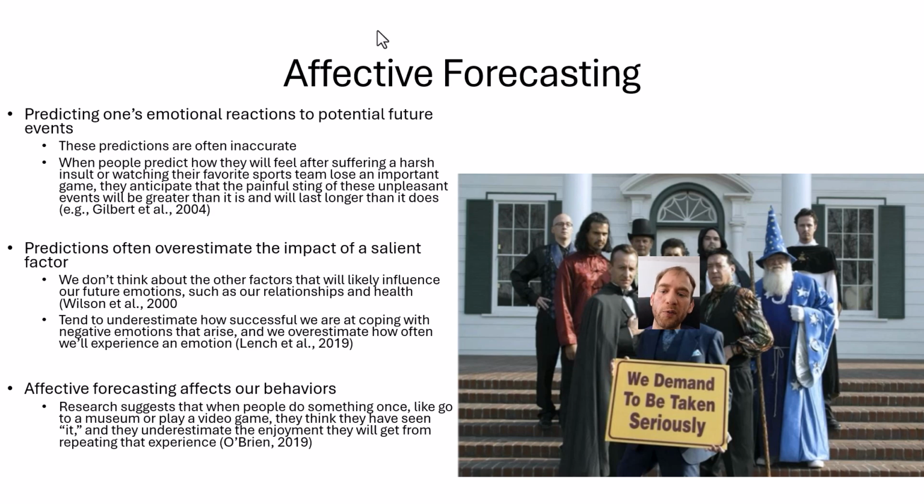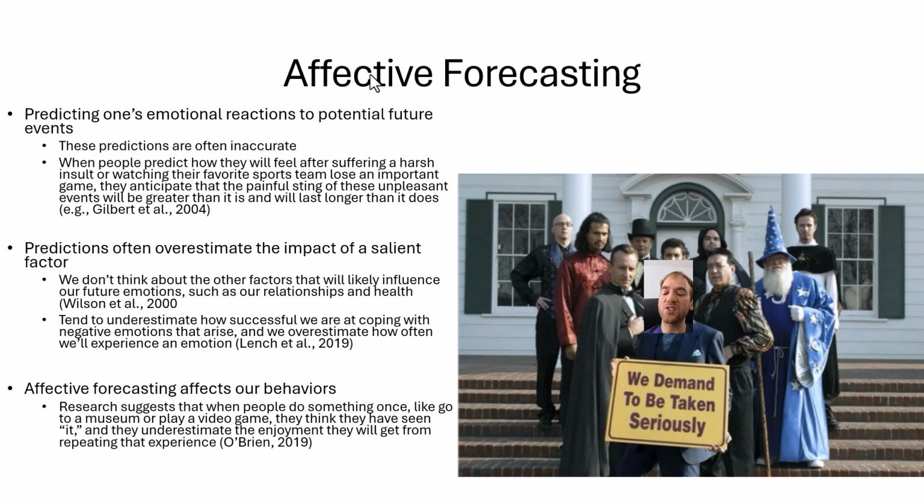So, for example, our sports team can lose, but maybe we think we're going to be feeling horrible a month from now because we don't think through, oh, we have these other relationships in our lives that are good for us. I'm going to be really healthy, and all these other things that can happen that are going to impact our future emotions. And we also underestimate how good we are at coping with negative emotions. If you think you can't cope with your sports team losing, you're like, oh my gosh, there's no way I'm ever going to get over this. When in fact, you're probably just going to get over it and move on with your life eventually, and probably quicker than you think.